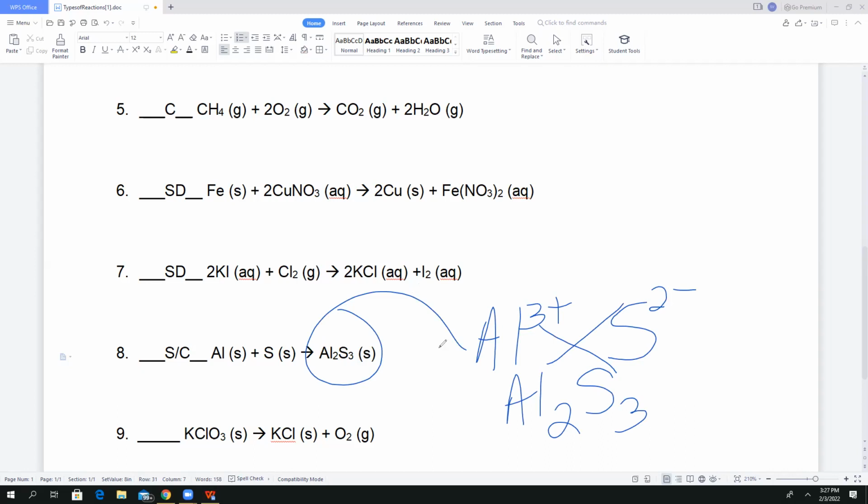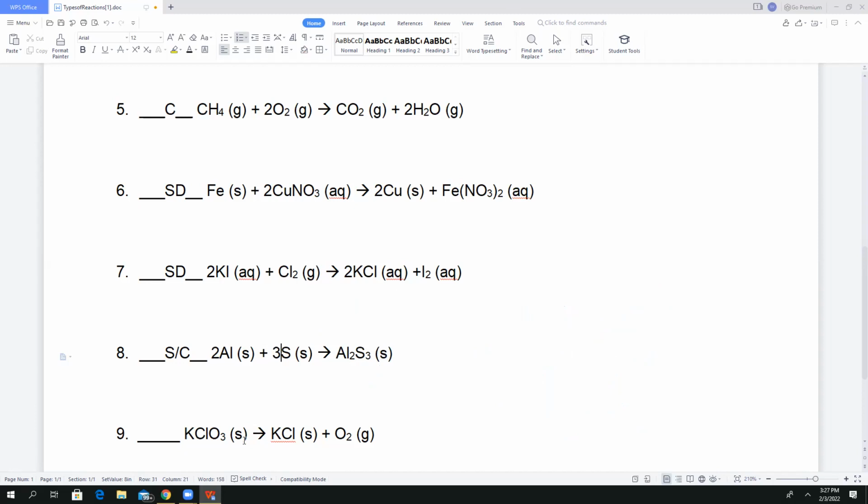Now, what we need to do is balance. That's simple enough because they're both singles, right? So we need to put a 2 in front of that one and a 3 in front of this one, and we're done. Okay, let's clear that. This is another decomposition. See, this one, you would expect it to break into the chloride because this is the chlorate, but it didn't. Instead, it broke up, period. The KCl became one and the oxygen became another.